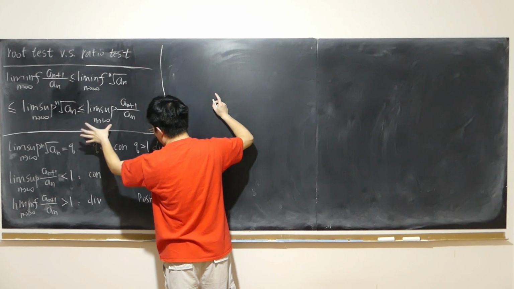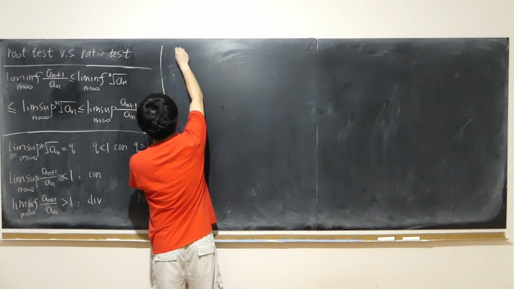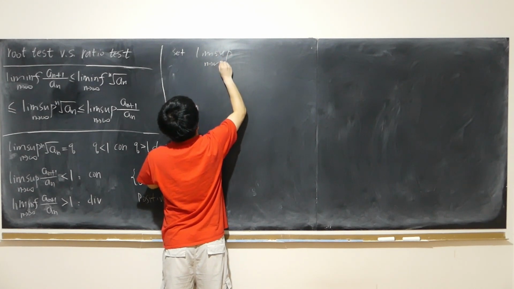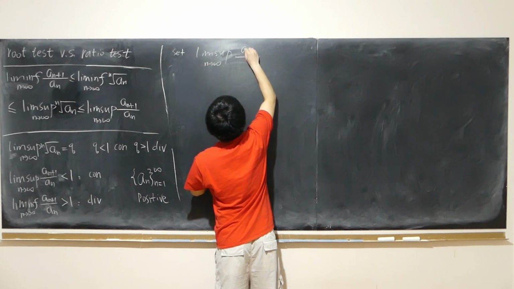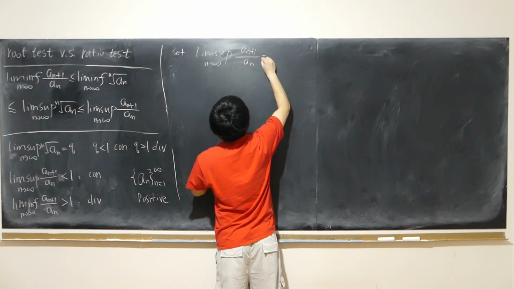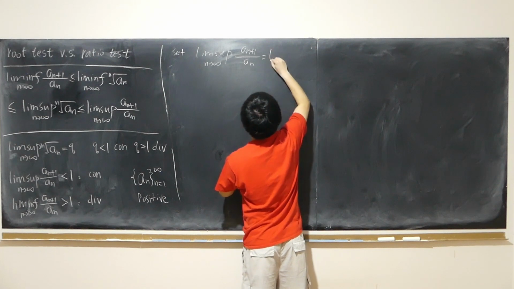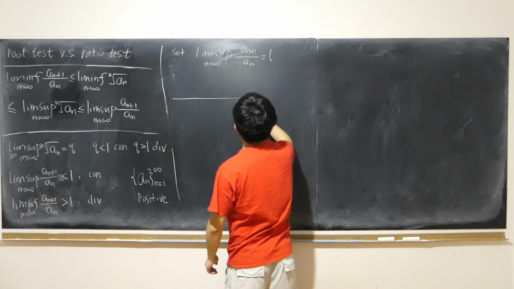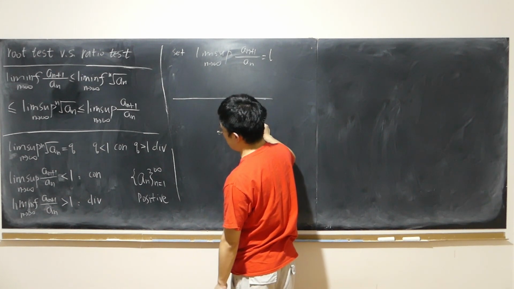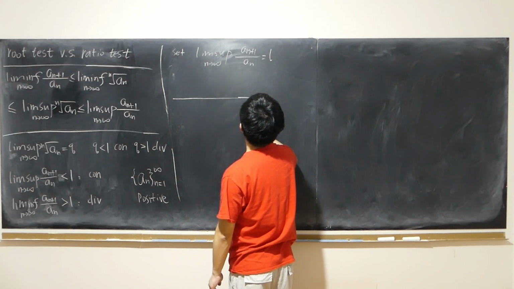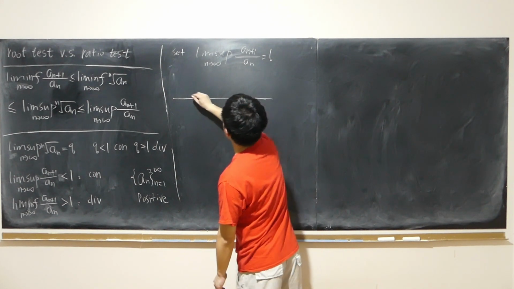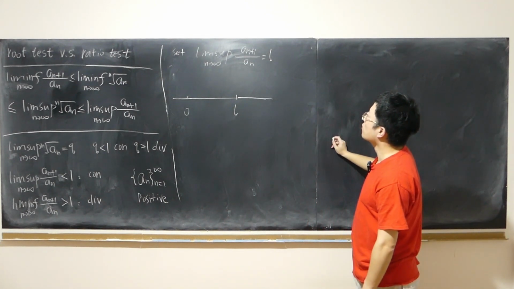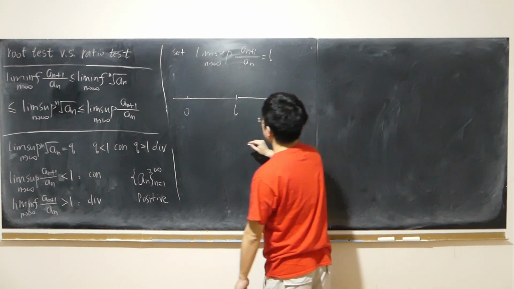For the right-hand side, the reason is that if we set lim sup of a_{n+1} over a_n to L, perhaps, then remember, of course, every term is positive, so the lim sup is also positive. Here's my claim.